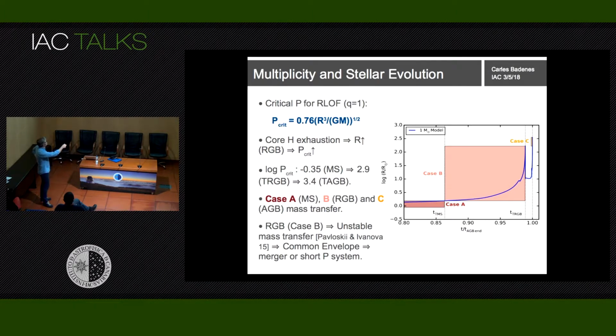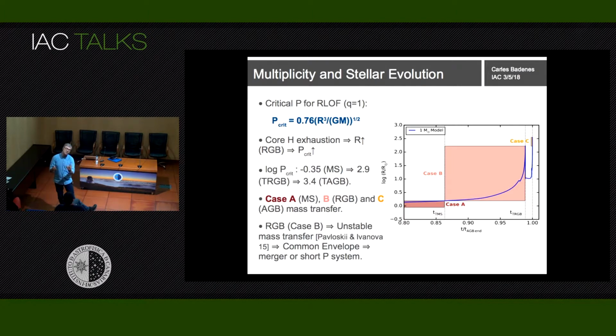You have what we call case A mass transfer, which is mass transfer in the main sequence. This can happen because the radius of the star increases a little bit in the main sequence, but not very much. By and large, the most frequent type is case B mass transfer, which is mass transfer during the red giant phase. In theory, you can also have mass transfer during the AGB phase, after you start burning helium at the core, but that's a lot less frequent because most of the radius change happens in the red giant branch.